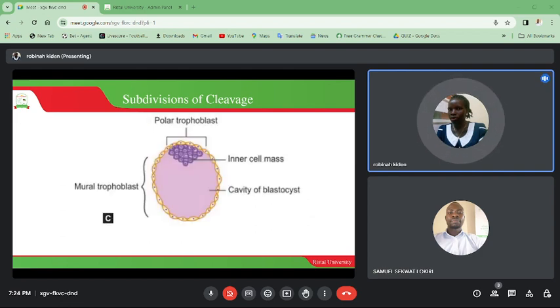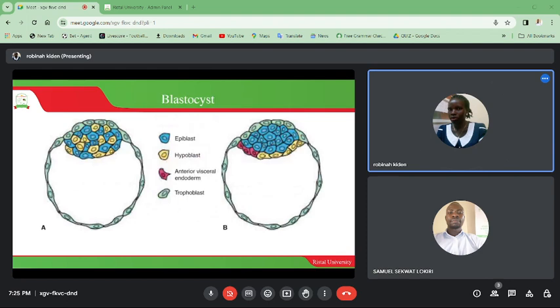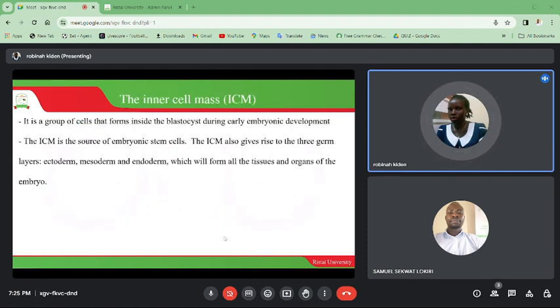So, subdivisions of cleavage, you can see here. This is the picture that depicts what we have been talking about. We have the polar trophoblast, the inner cell mass, then the cavity of the blastocyst, then the trophoblast. Here also it is the same, we have already talked about it.